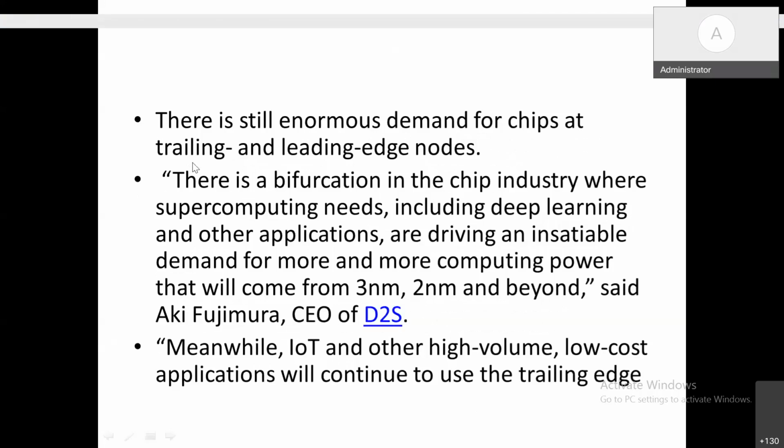Again in the inaugural section, Veeraglu has mentioned the trailing and leading edge nodes. This is based on the applications. For example, the leading edge is normally used if you demand more and more computing power; we may go in for leading edge nodes. Whereas when you go for IoT and other high volume, low cost applications, they try to use the trailing edge nodes.